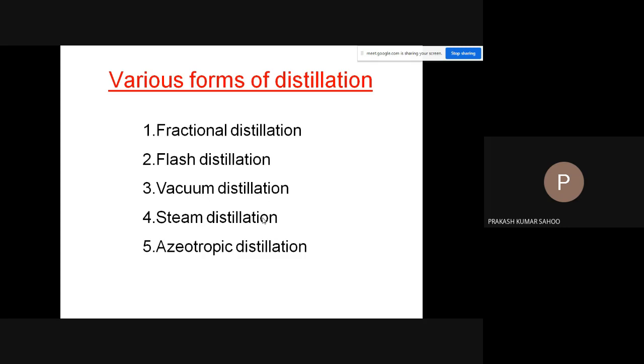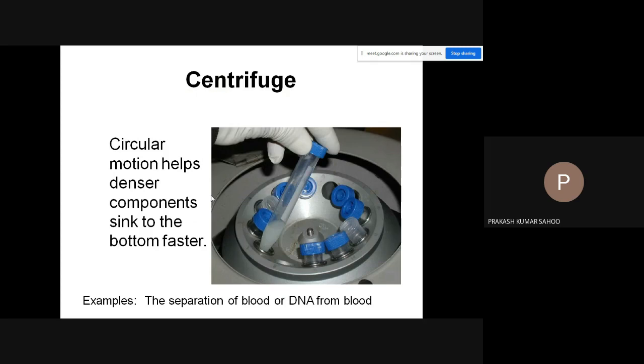The relative volatility of the components of the mixture is altered by adding another substance. Yes, the volatility will be altered by adding a foreign substance. This description will give you an idea about the different ways of distillation, that is fractional distillation, flash distillation, vacuum, steam, and azeotropic distillation.